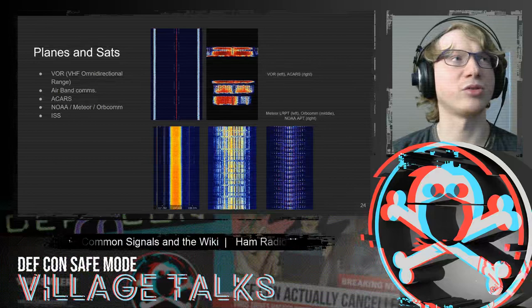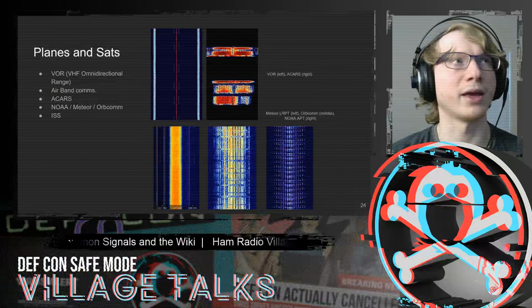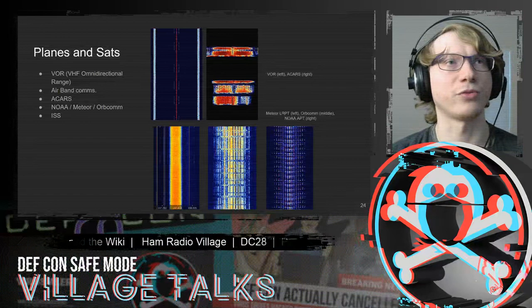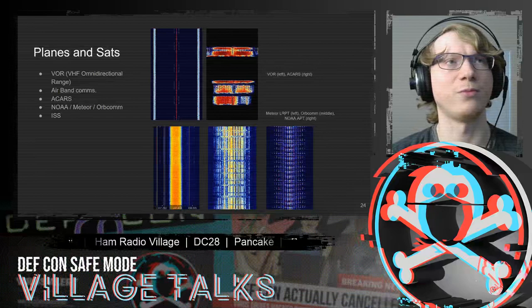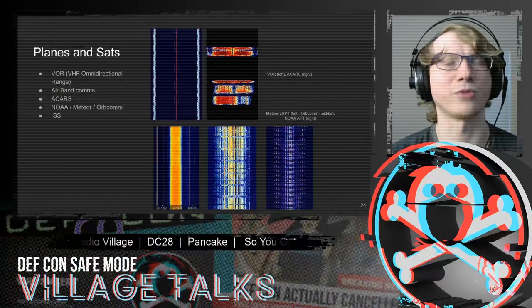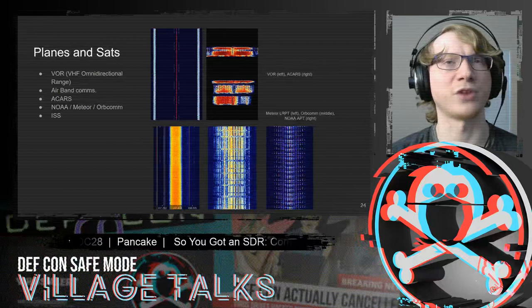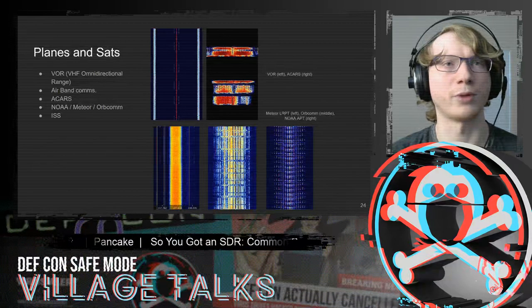And above this, you start running into the airband, which there is VOR, which is used at small airports and such to get bearings on planes from their funky signal. It uses the phase correlation something. It's very complicated. There's, of course, airband comms and ACARS. If you are interested in airband stuff, definitely look up what's used by the local airports.